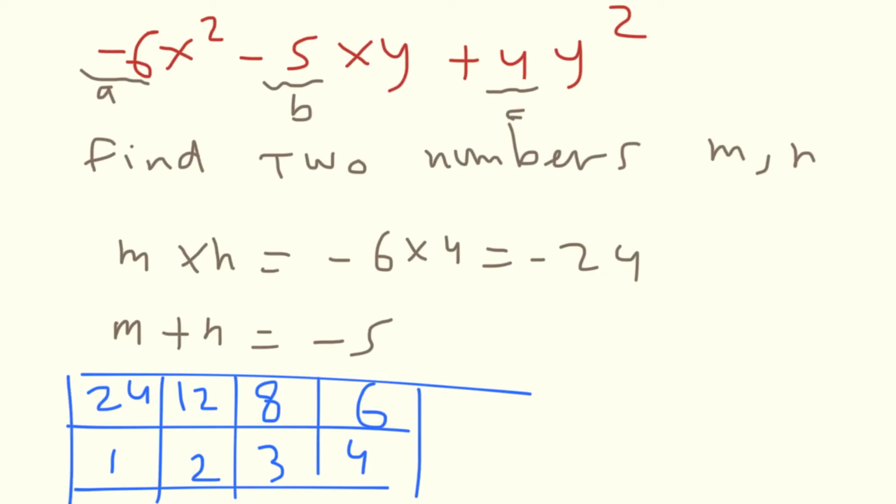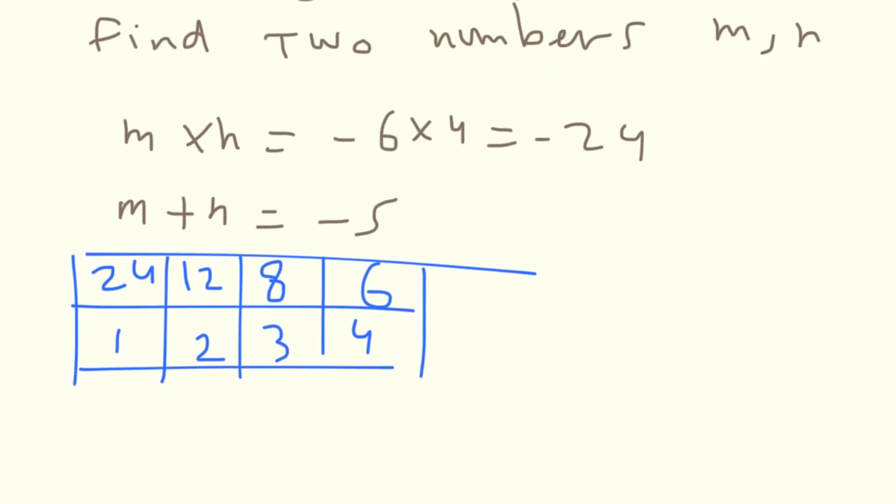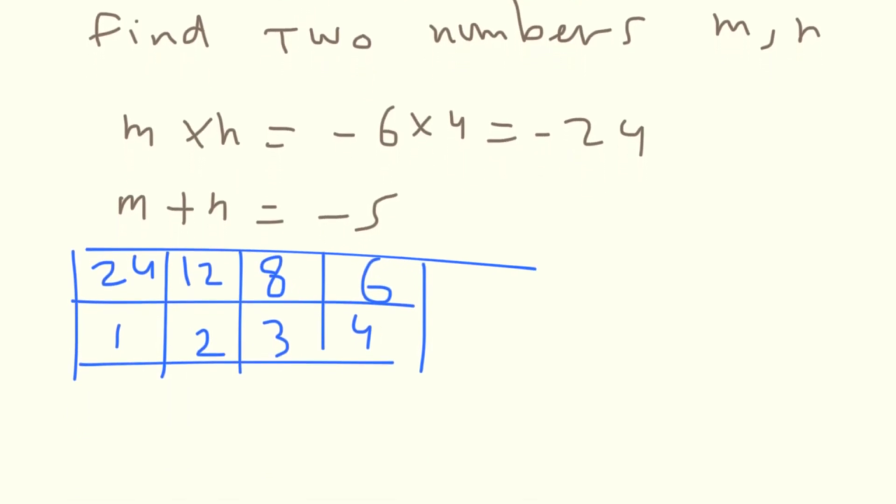Now, which ones when you add give you minus 5? Keep in mind that one will be positive and one will be negative. When you add these, do you get minus 5? No. When you add here, do you get minus 5? Yes. This will happen when there is a negative here. So this is what I'm looking for. So you can say m equals minus 8 and n equals 3. The order doesn't matter. One of them is minus 8, one of them is 3. So these are the two numbers.